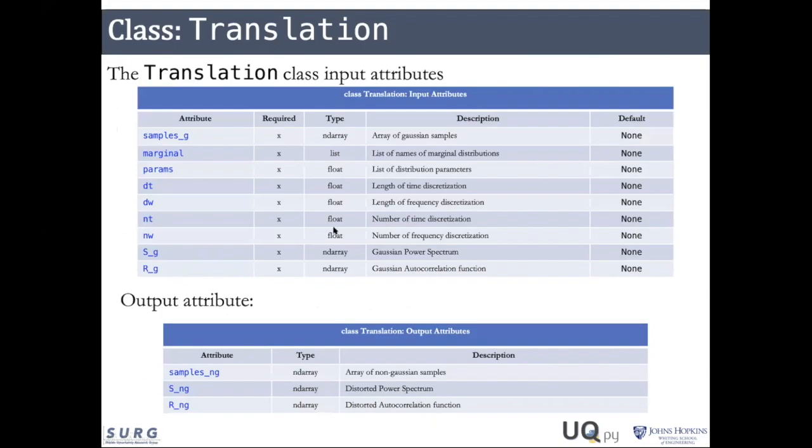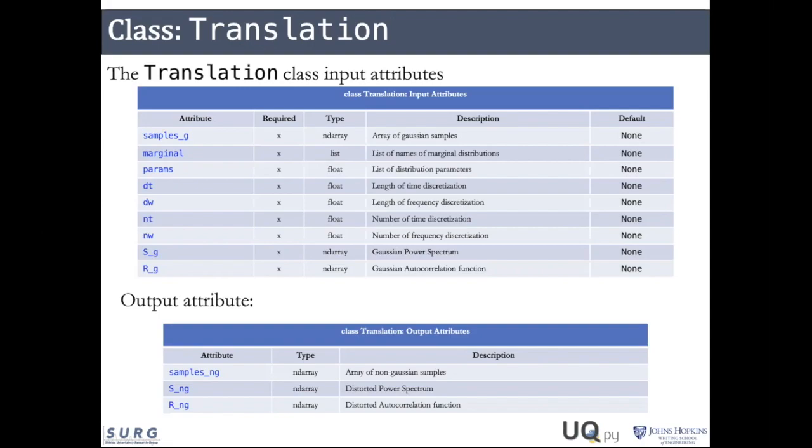Next, we go on to the definition of the translation class input attributes. The first one is samples_G, an n-dimensional array containing the Gaussian samples. Next is marginal, which is a list. This defines the names of the marginal distribution into which we want to map. And params is the list of distribution parameters of the defined distributions. These two parameters should be akin to the UQpy distributions model, which was discussed yesterday by Dimitris.